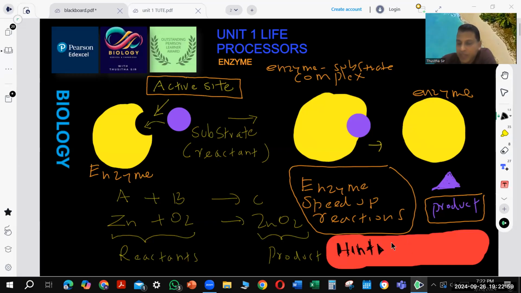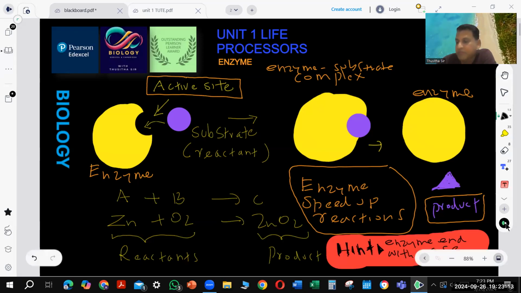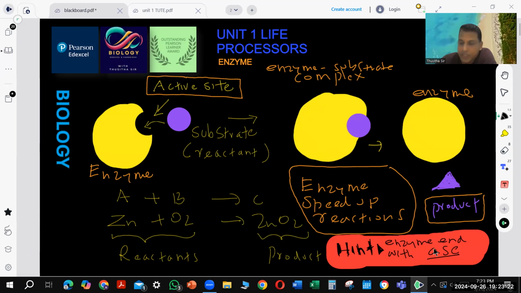Amylase and protease. Now, one hint is that most enzyme names end with ase, A-S-E. So when you see ase at the end, it is easy for you: this is an enzyme, amylase, protease. So enzymes end with ase. This helps you to spot an enzyme.